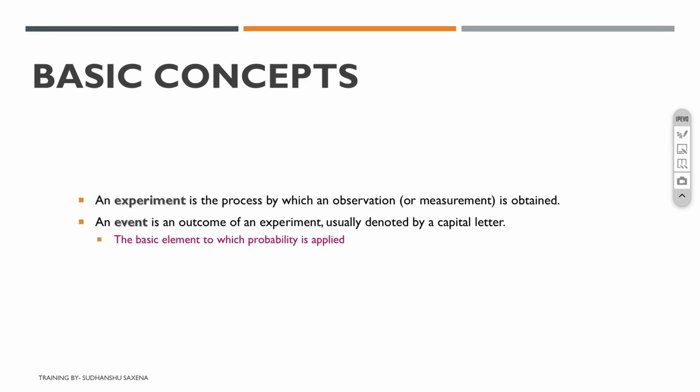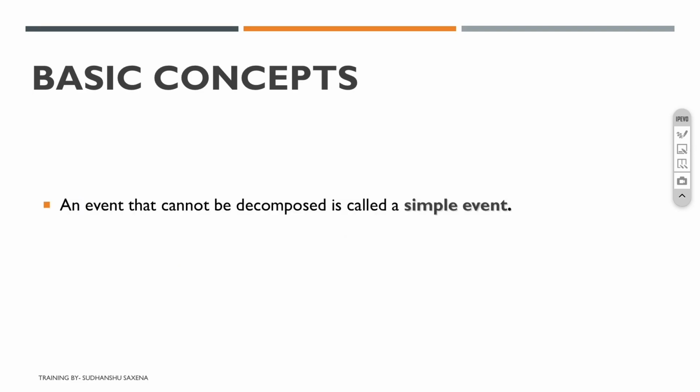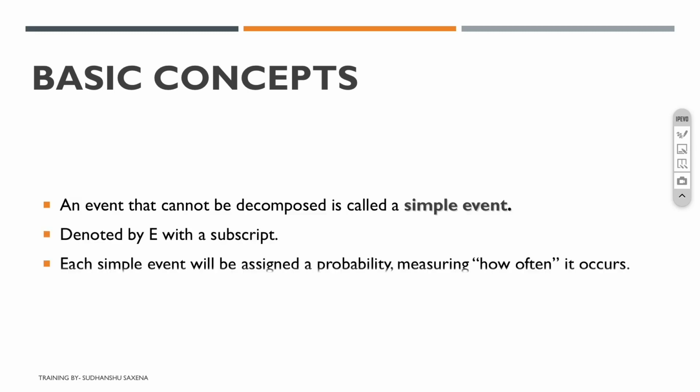The event is the basic element to which we will be applying the probability, and we cannot decompose it further. When an experiment is performed, a particular event either happens or it doesn't, or if it happens, it comes with some kind of numbers. An event that cannot be decomposed or bifurcated further is called a simple event, and it is always denoted by E with a subscript. Each simple event will be assigned a probability measuring how often it occurs.